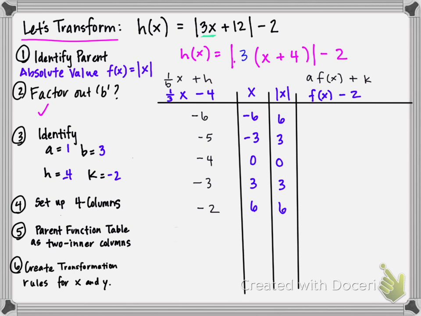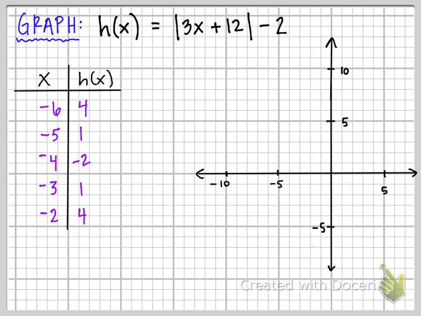Okay, moving on to the y values that I'm going to be graphing. We have f of x minus 2. So that means 6 minus 2 is 4. 3 minus 2 is 1. 0 minus 2, negative 2. 3 minus 2, 1. 6 minus 2, 4. Perfect. Now, what does that mean? We have to go graph it. So here we go. Let's go graph.